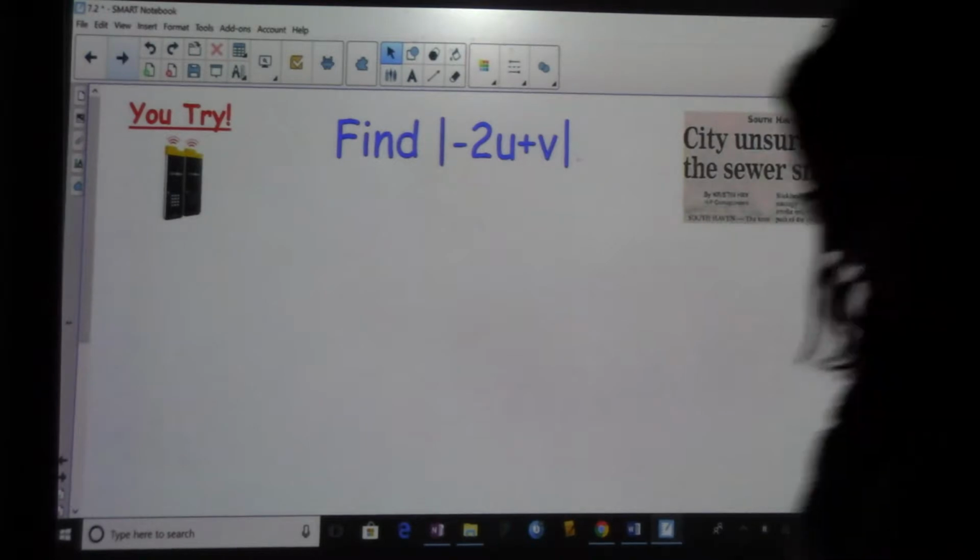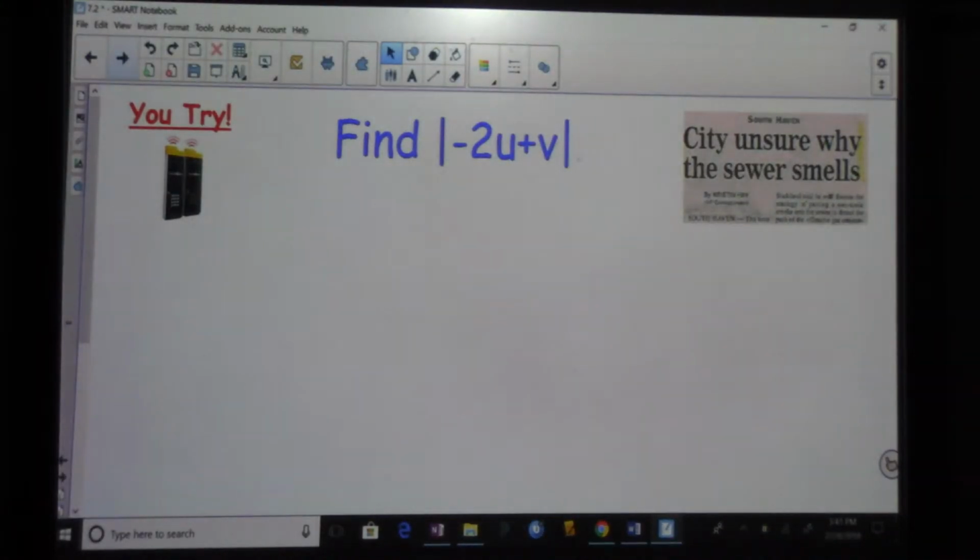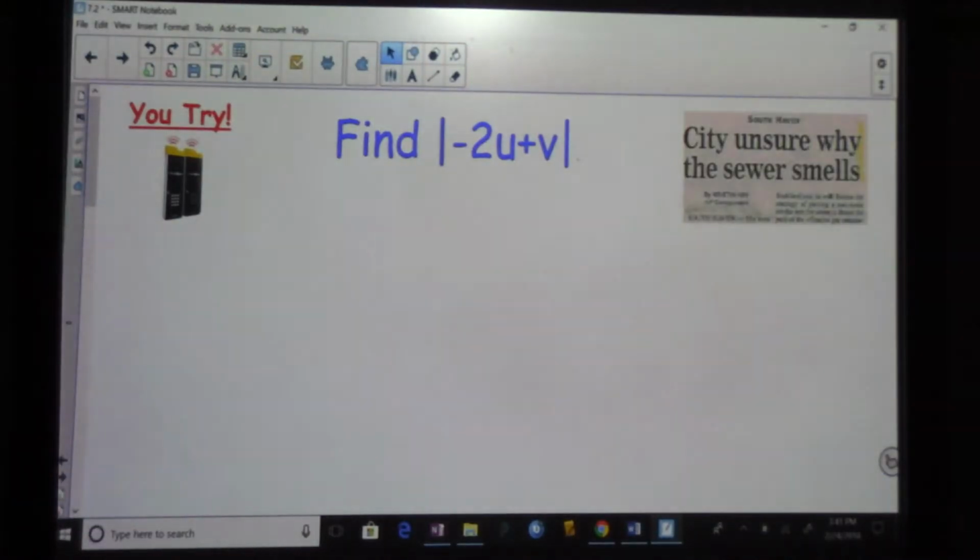So now you try, you find the magnitude of negative 2U plus V. So I'll give you a minute. Of course, we're not clicking in, but you work this one real quick for a minute. And I'll figure out what's going on with my board while you do that.